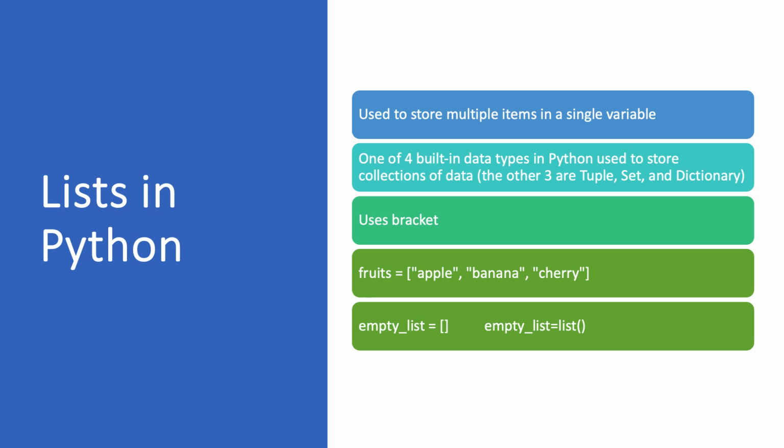And the last line here shows how to create an empty list. If we just set a variable to empty brackets, then that's an empty list. And we can also create an empty list by using the list function, which is a built-in function in Python.